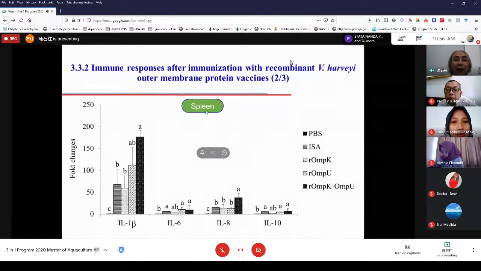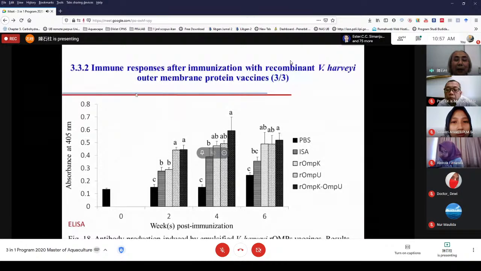How about the gene expression from the spleen? Also in here, you can see the IL-1 beta also increases significantly compared to the different groups. Okay, IL-6 or IL-8 or IL-10 also.